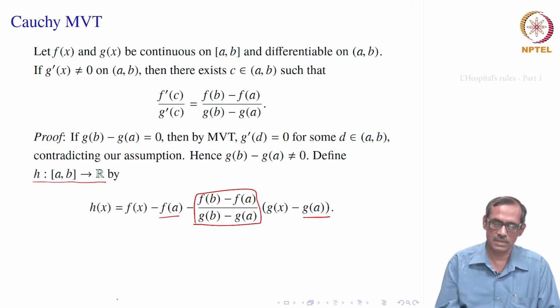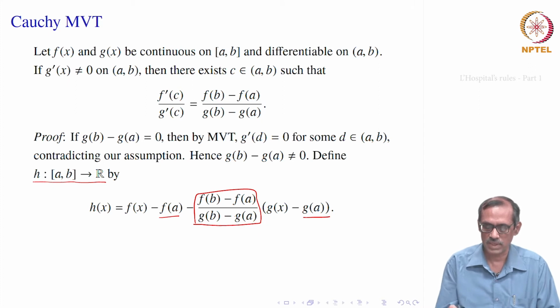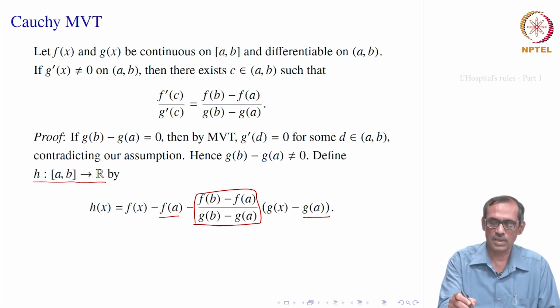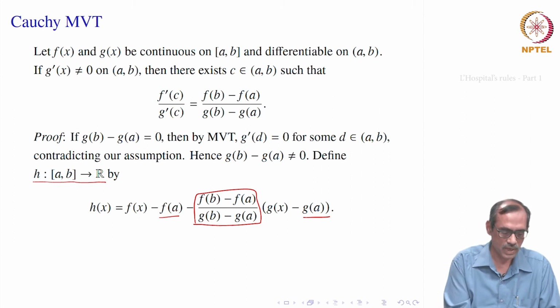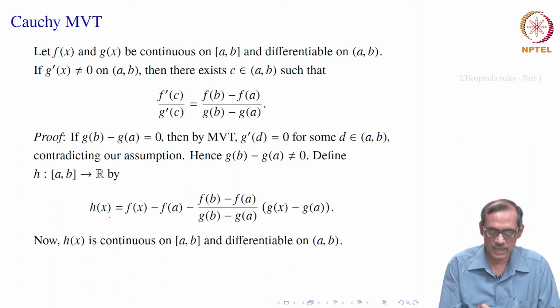Now, what properties does h satisfy? First thing is, f and g both are continuous on the closed interval [a, b]. So, this is just f(x) minus a constant times g(x) plus another constant, right. So, that is also continuous on the whole closed interval [a, b]. Similarly for differentiability, both f(x) and g(x) are differentiable on the open interval (a, b), so h(x) is also differentiable on the open interval (a, b). Next, you see what is h(a). Suppose I take h(a), you substitute x equal to a.